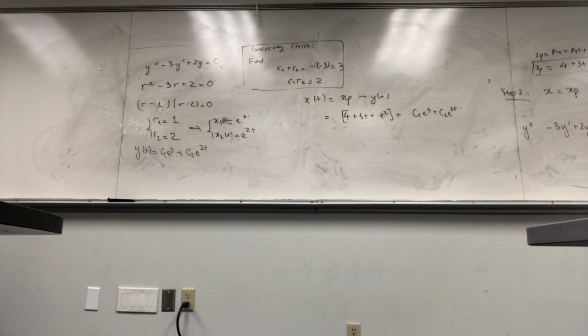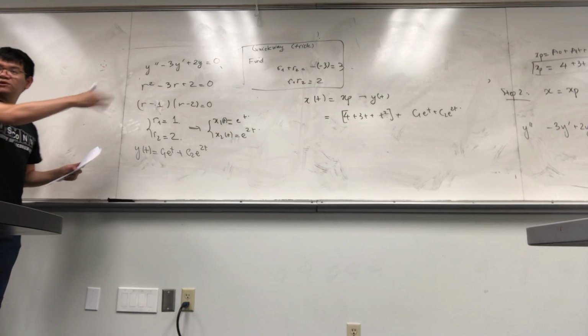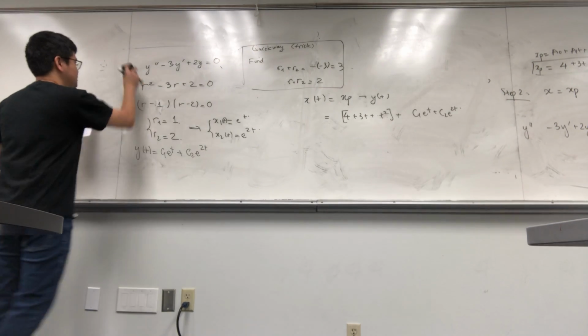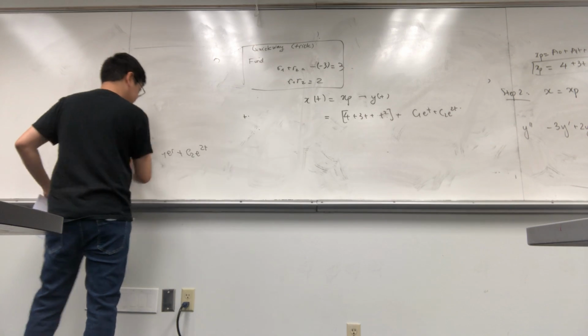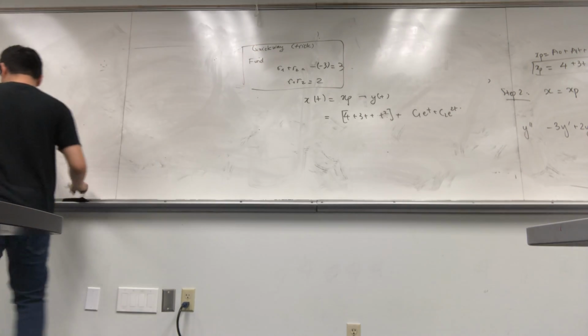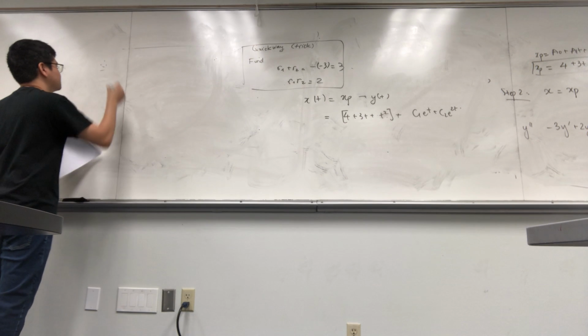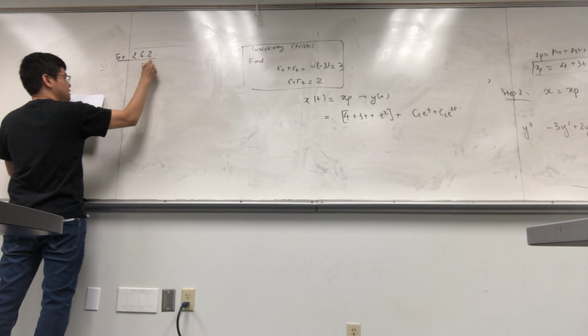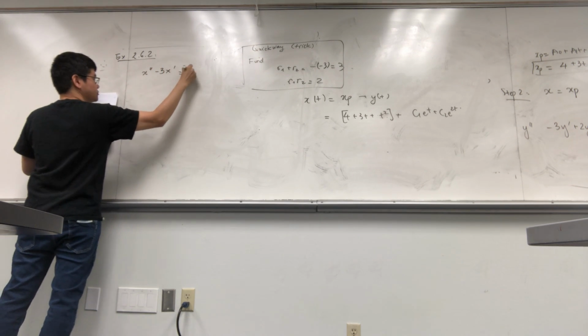Basically, the first part will be a lot of work, but you have to do it. Any questions? Is it clear? We're going to go to another example. Okay, so let us go to the next example: x double prime minus 3x prime is 2t squared plus 1.